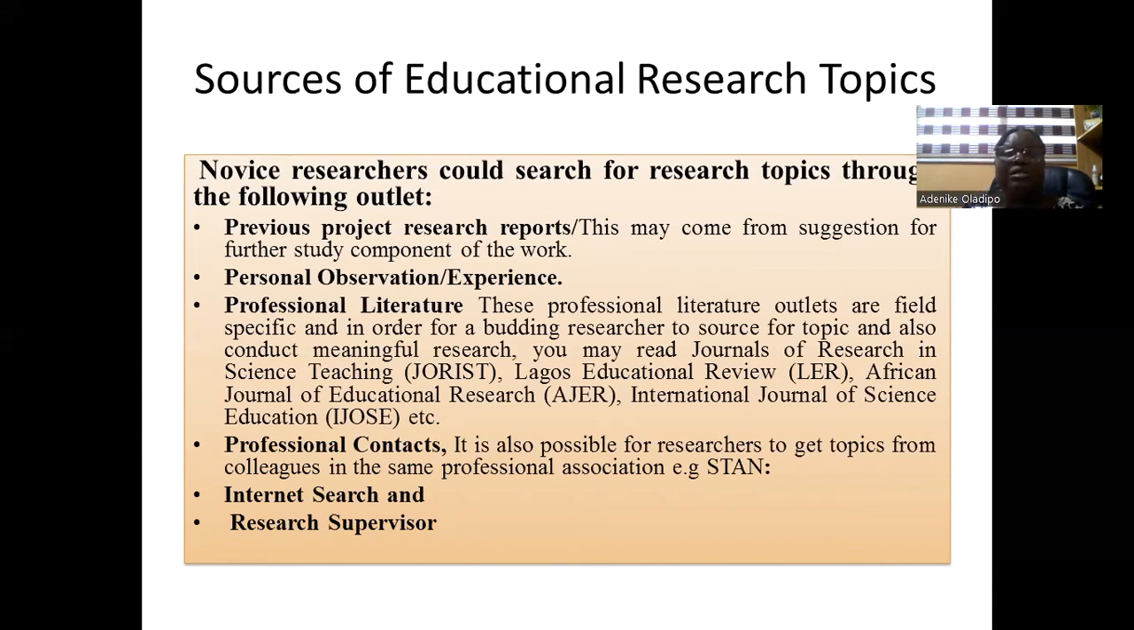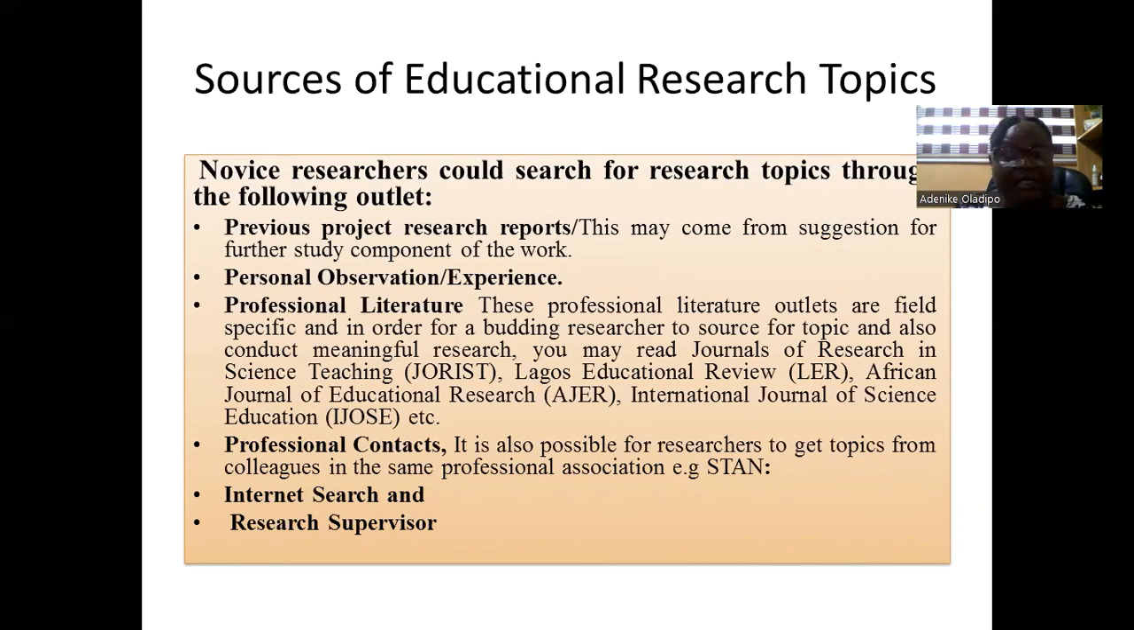Then professional contact. We have, for instance, Science Teachers Association of Nigeria. We also have Curriculum Association of Nigeria. We have Mathematics Association of Nigeria. We have all of these bodies and professional associations. When you go to their conferences or attend their workshops, an author or a researcher may open up a new research topic area, and that may interest you. So that can be a source of educational research topic.